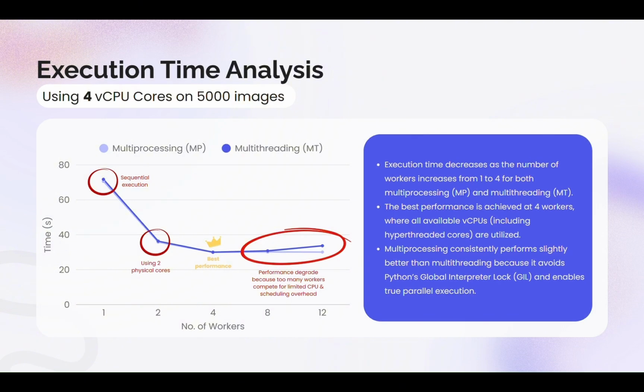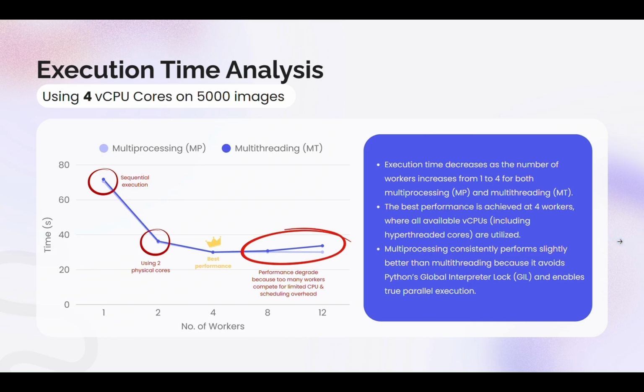At 1 worker, both methods have nearly the same execution time because they are doing sequential execution with no parallelism. While at 2 workers, the execution time is reduced by about half as they are using the 2 physical CPU cores effectively to do parallelism. The best performance is achieved at 4 workers, where all available virtual CPUs, including the hyper-threaded cores, are utilized.